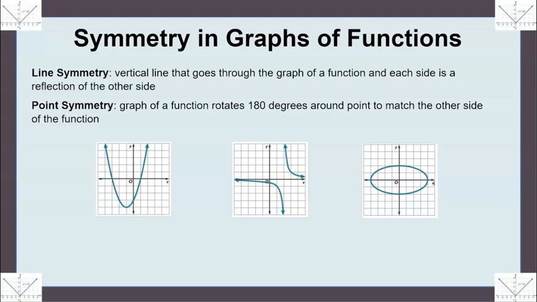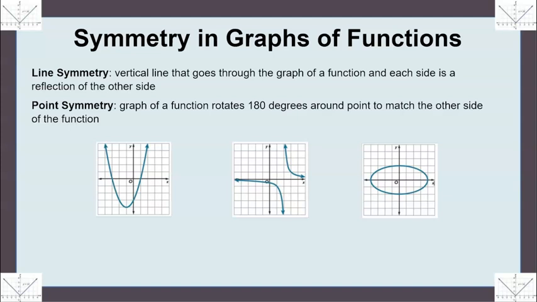In line symmetry, you're going to use a vertical line because remember, if it's a graph of a function, for it to be a function, it has to pass the vertical line test. So with line symmetry, you're going to have a vertical line that goes through the graph of the function, and each side is a reflection of the other. That means I can choose a point on each side of the line. It'll be the same distance away from the line of symmetry as it is on the other side.